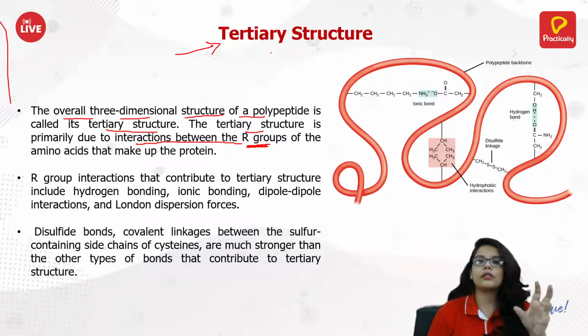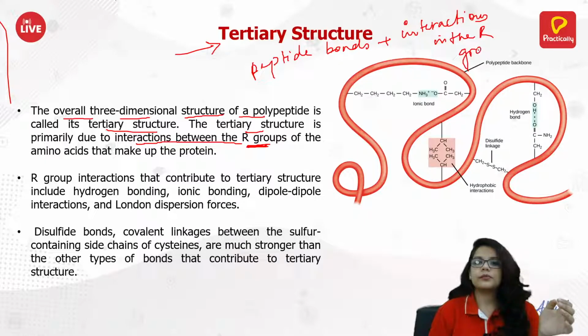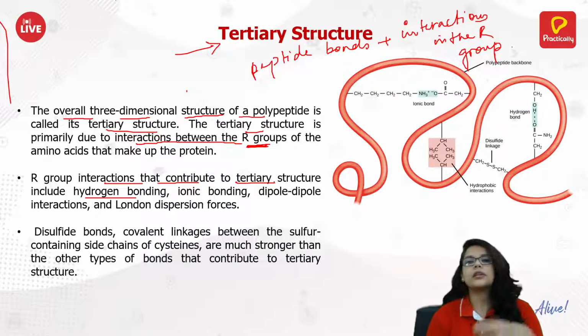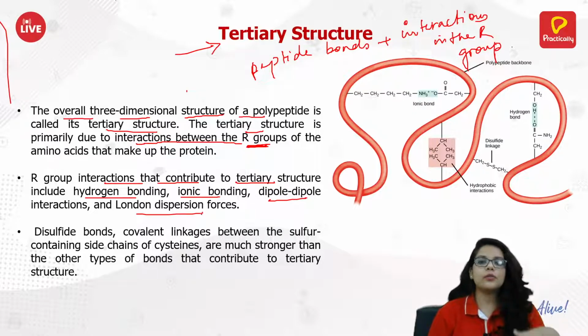There will always be peptide bonds, plus interactions in the R group. So the R group interactions contribute to the tertiary structure, including hydrogen bonding. What kind of bonds are formed? It totally depends on what that R group is. There is hydrogen bonding, ionic bonding, dipole-dipole interaction, London dispersion forces, different bonds are formed.